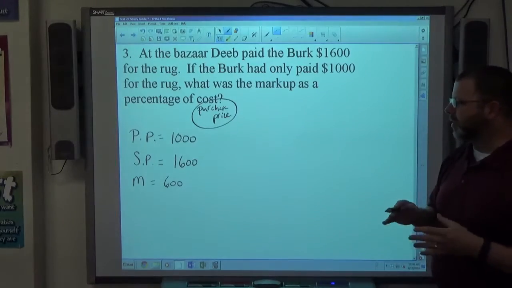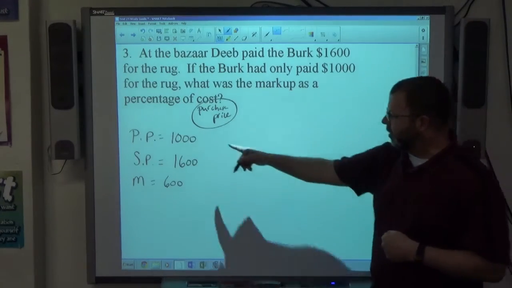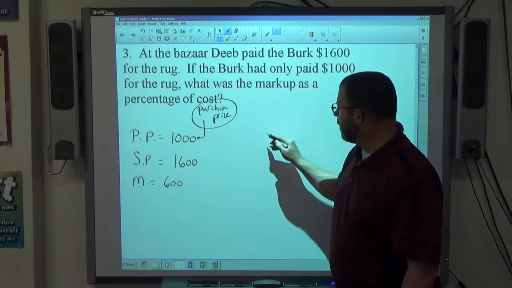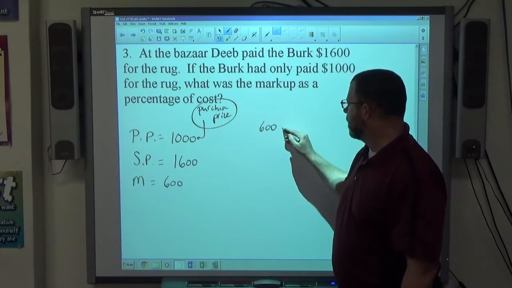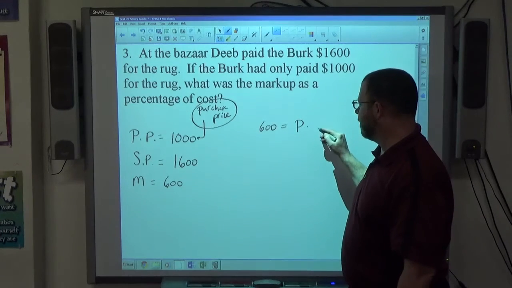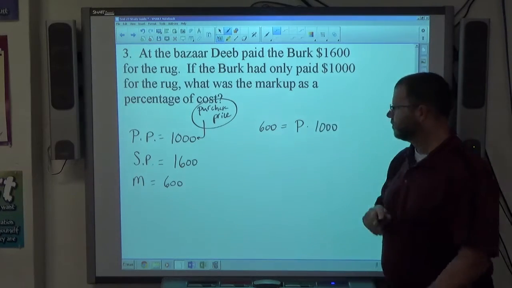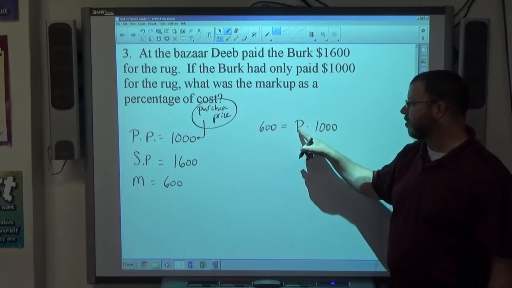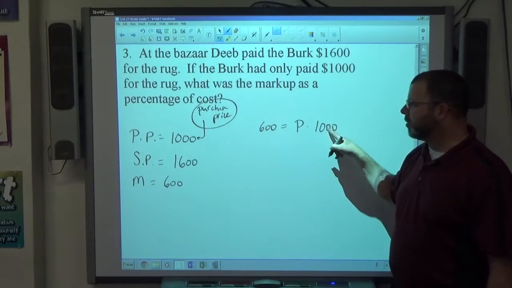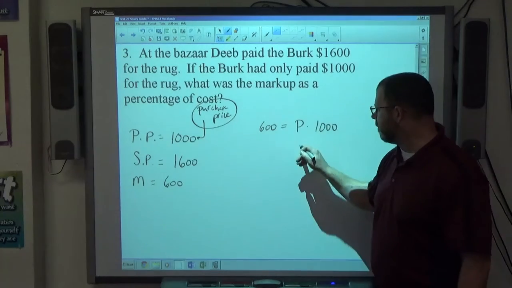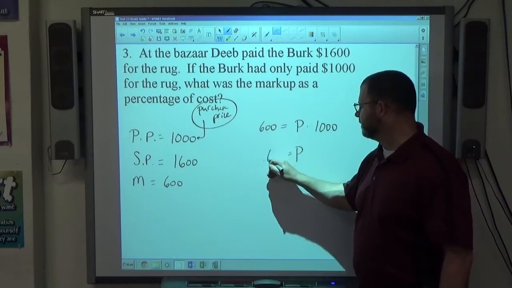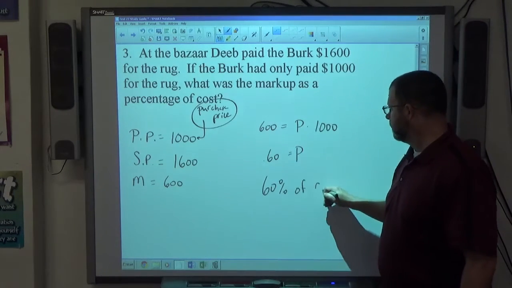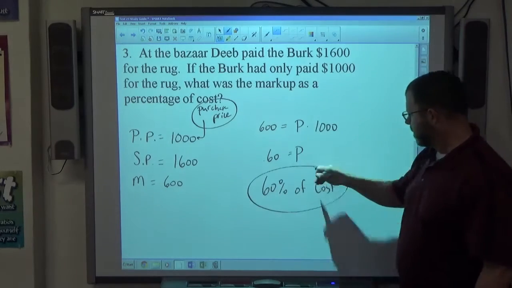Now, what markup is, it's always a percentage of one of these two numbers, and specifically this time we want the purchase price. So I'm going to say the markup is some percentage of the purchase price. So what the actual markup is equals a percentage as a decimal, I don't know yet, times the purchase price, which they've given to me. So if I solve this, I get P is equal to 0.60, and that's just 60%. That's what we're looking for.